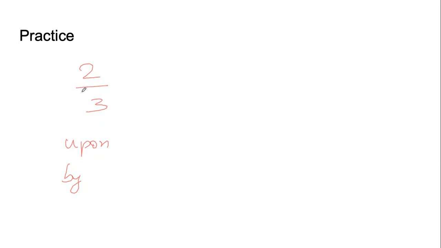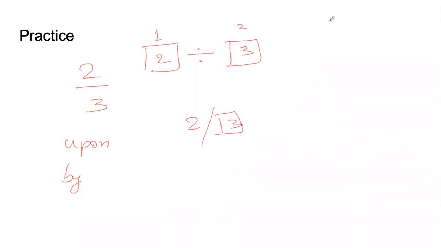2 by 3, 2 upon 3. Why by? Because 2 is divided by 3. Now tell me what is the numerator here? 2. What is the denominator here? 3. Now if I write the same fraction in this form, what will come in the first box? 2. What will come in the second box? 3. Now if I write the same fraction in this form, what will come in this box? 3. Correct.